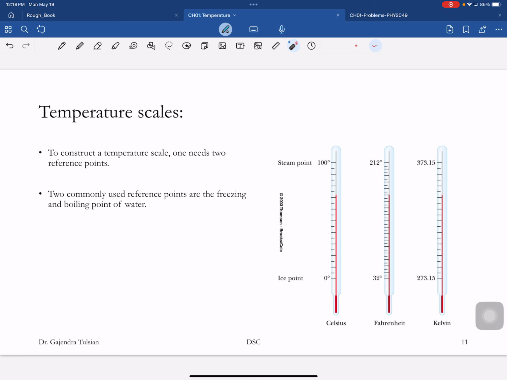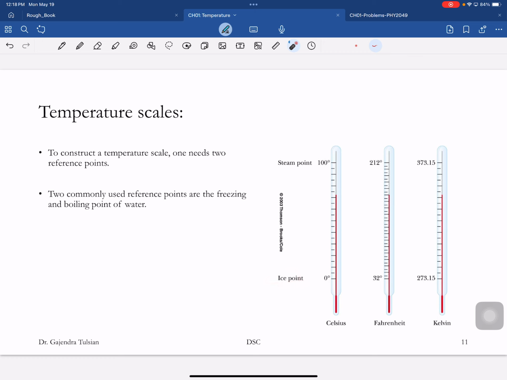Okay, so we know that temperature measures the average kinetic energy per particle, and so now we want to have a scale to measure temperatures in. Okay, so here are three commonly used scales. To make a temperature scale, what you need is two physical phenomena that happen at the same temperature. So here are two commonly used for everyday temperatures. For other research temperatures, they use other phenomena.